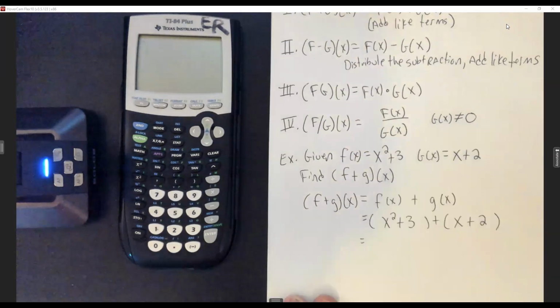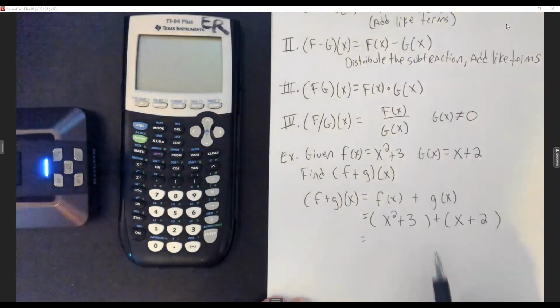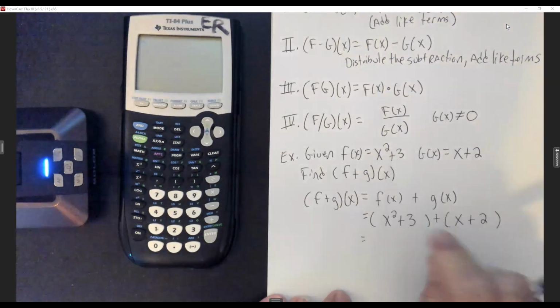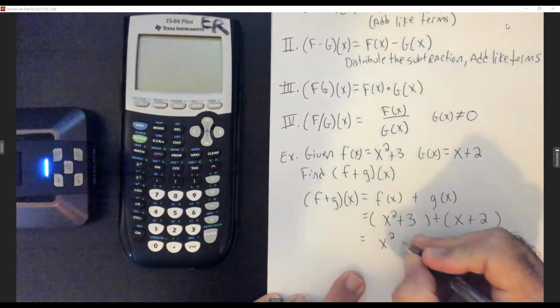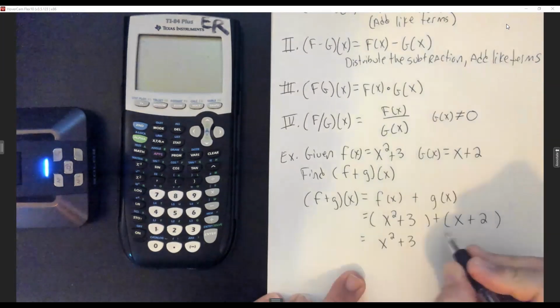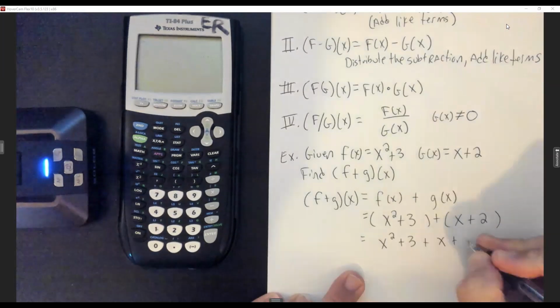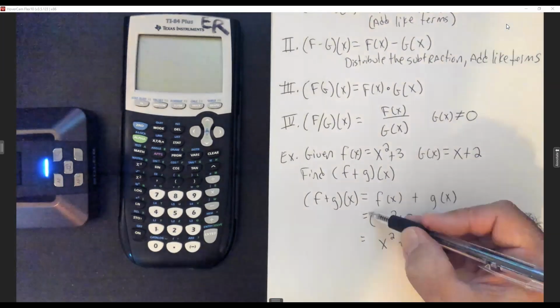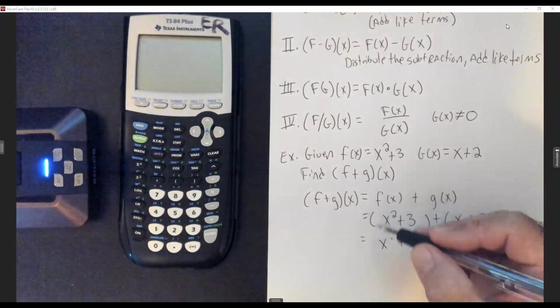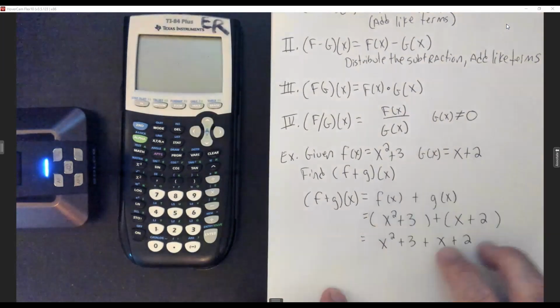So since everything up here is positive, we can now drop these parentheses and have an x squared plus 3 plus an x plus 2. Okay, you would treat these like they had positive ones in front of them. And remember, a positive one is not going to change what's in your parentheses.